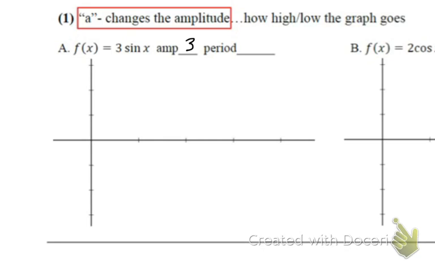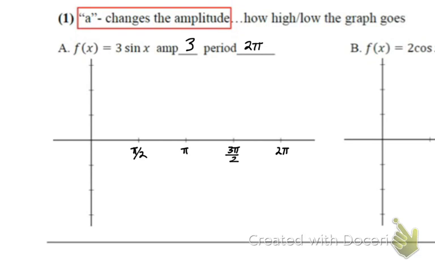We haven't talked about how to change the period, so our period is going to stick at 2 pi. So that means my fundamental cycle will go from 0 to 2 pi. As soon as I know it's 2 pi, I'm going to go ahead and mark my x-axis. Since it goes all the way to 2 pi, I'm going to stick with my normal pi over 2, pi, 3 pi over 2, and 2 pi.